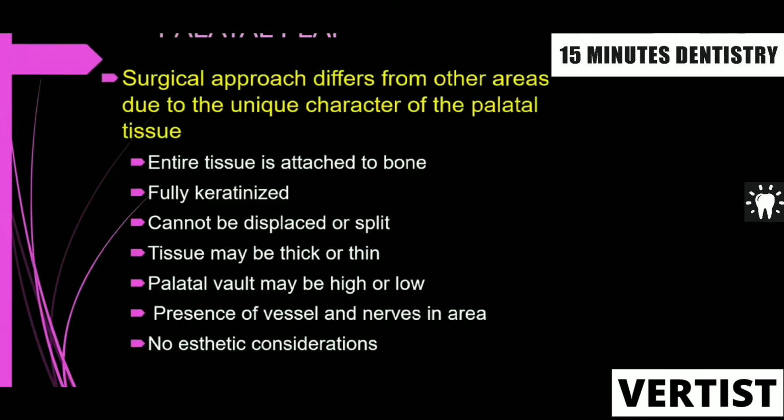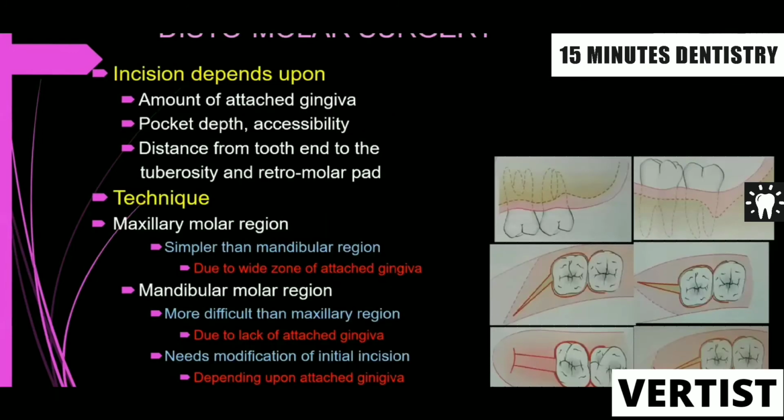The palatal flap: the surgical approach differs here because of the unique character of the palatal tissue. The entire tissue is attached to the bone. It is fully keratinized, and cannot be displaced or split. The tissue may be thick or thin. The palatal vault may be high or low. There can be presence of vessels and nerves, so you have to be very careful when you take the palatal flap, and there are no aesthetic considerations in palatal flap.